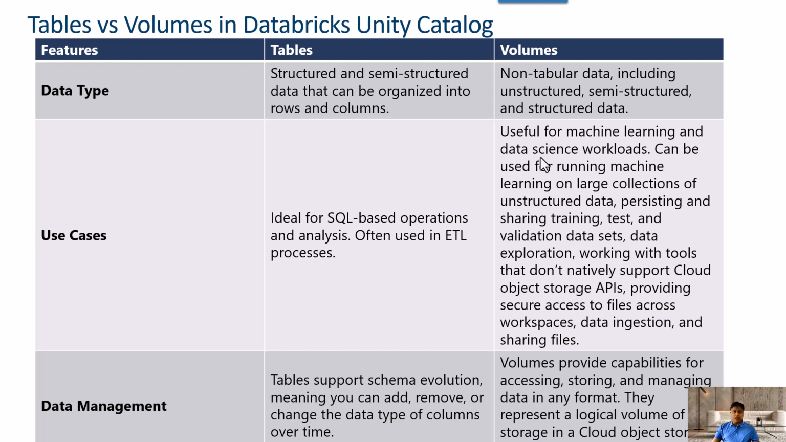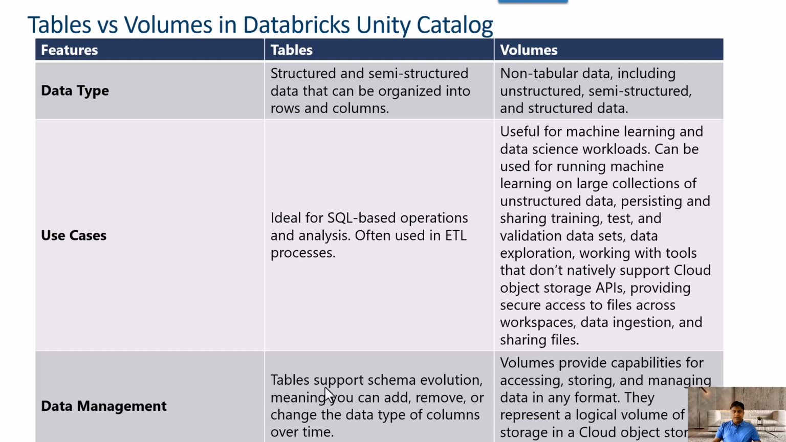They can also be used for running large machine learning models on large collections of unstructured data sets which are persisting across different shares, and for training and testing the models and doing the validations. And these are useful for working with tools that do not natively support cloud object storage APIs, right? So this is why it is very important if you want to use tools which do not natively support the cloud object storage API. It also helps you provide secure access to files across workspaces, and data sharing and data ingestion. So this is why volume is a very critical and game changing feature.